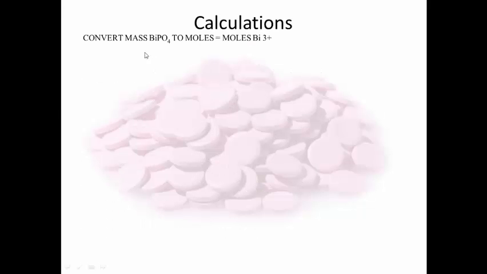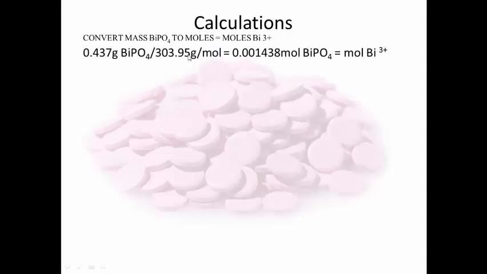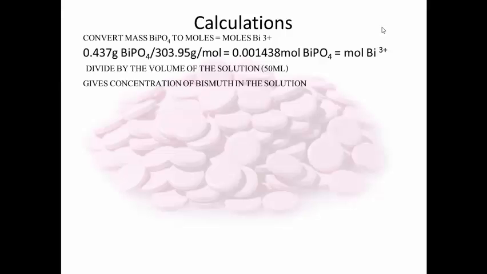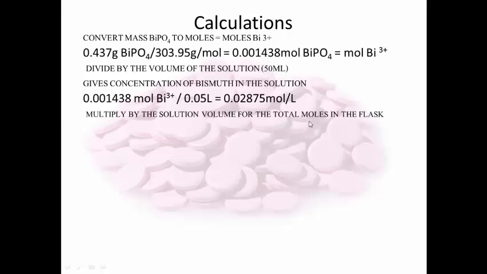So you'll have a mass of bismuth phosphate, and just with a molar mass conversion, you can convert that to moles of bismuth phosphate. Grams divided by grams per mole gives you moles. Since this is a 1-to-1 ratio of bismuth ions to bismuth phosphate, this is also the same quantity of your moles of bismuth ions. This is the number of moles that you have in that 50 milliliters that you pipetted over. So we want to divide by the volume that we used, 50 milliliters, to get the concentration of bismuth in that total solution. So moles of bismuth ions divided by the 50 milliliters gives you a molarity.